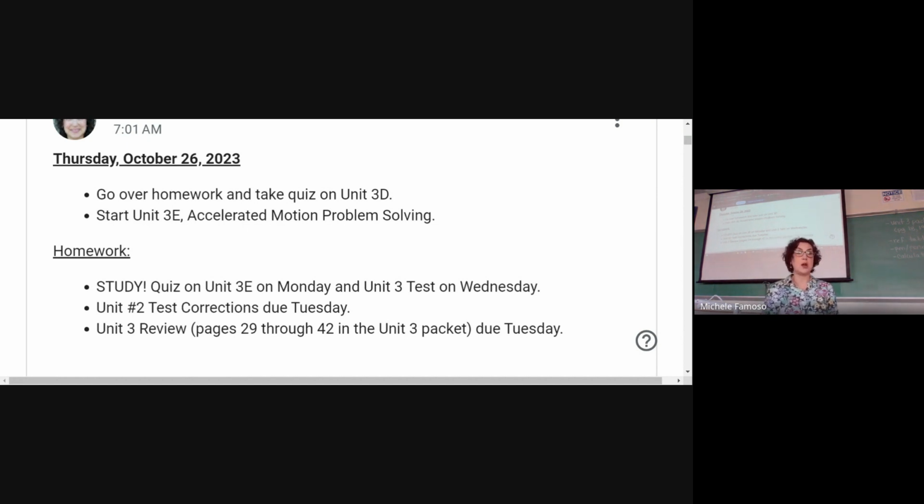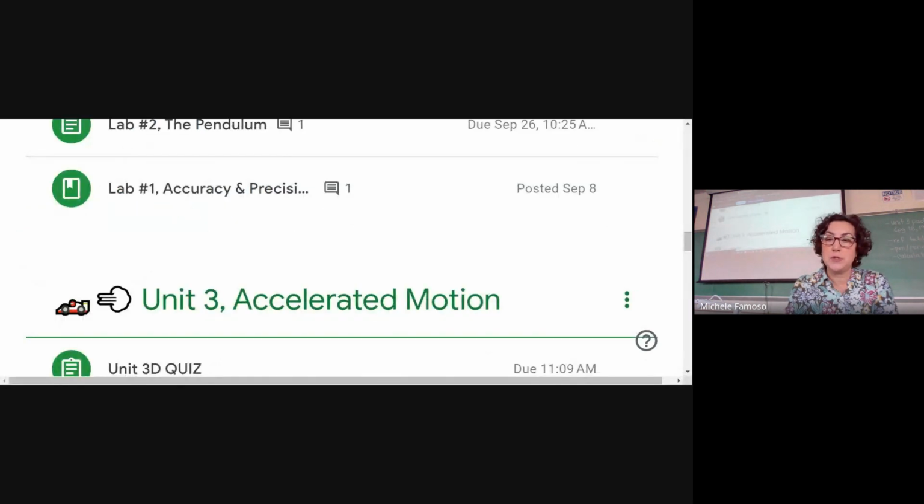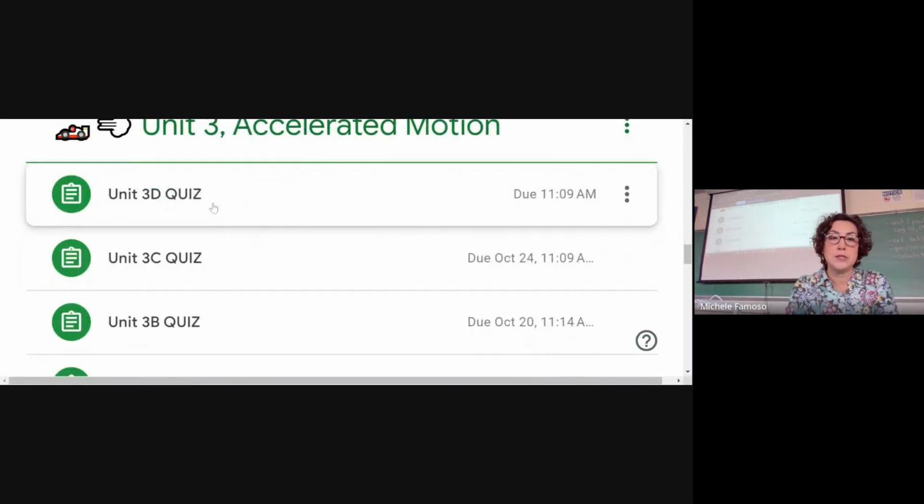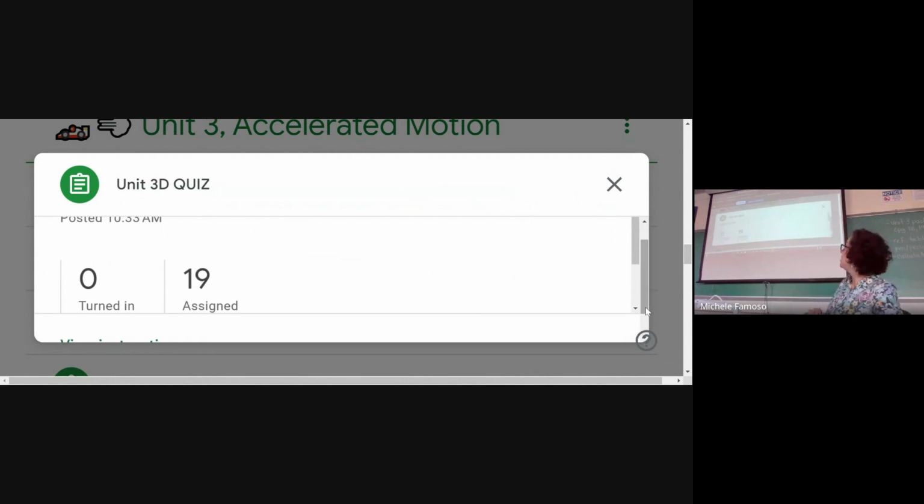All right, let's take our quiz. You may use that homework to help you. You will need your reference table and calculator. You can use the space on those pages for scrap paper as well. The quiz for Unit 3D should now be posted in the Google Classroom. Here it is. Please go ahead and take this quiz now for Unit 3D. Good luck.